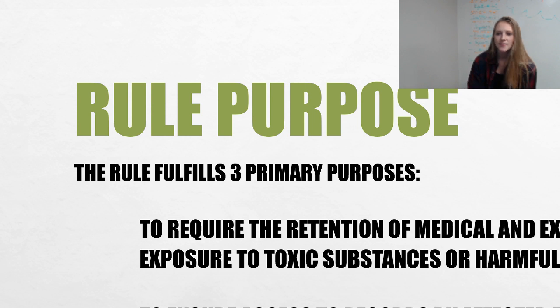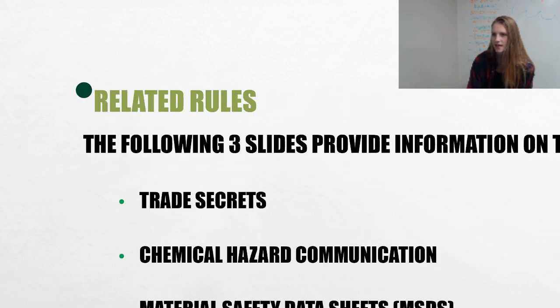So the rule fulfills three primary purposes: to require the retention of medical and exposure records related to employees' exposure to toxic substances or harmful physical agents, to ensure access to records by affected employees, designated representatives, and DOSH, and to ensure employees are informed by their employers of their right to access records, how records are maintained, and the procedures for obtaining access. Related rules: the following three slides provide information on these related rules: trade secrets, chemical hazard communication, and material safety data sheets, or MSDSs.